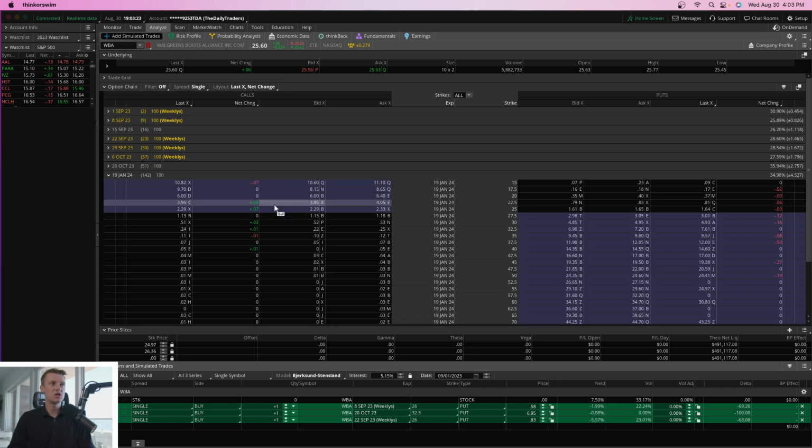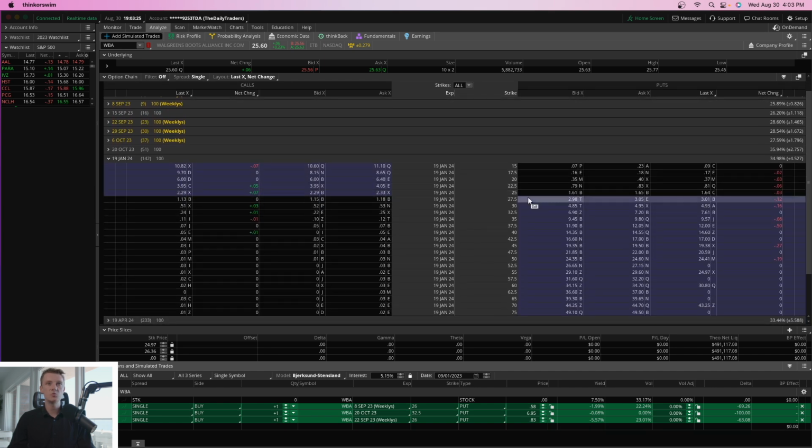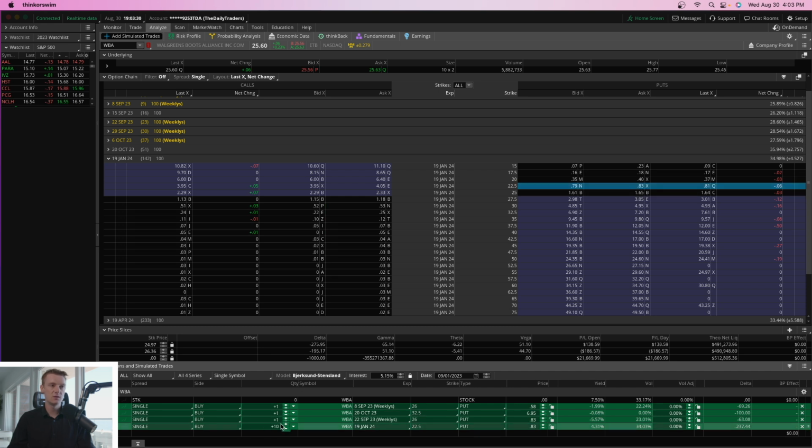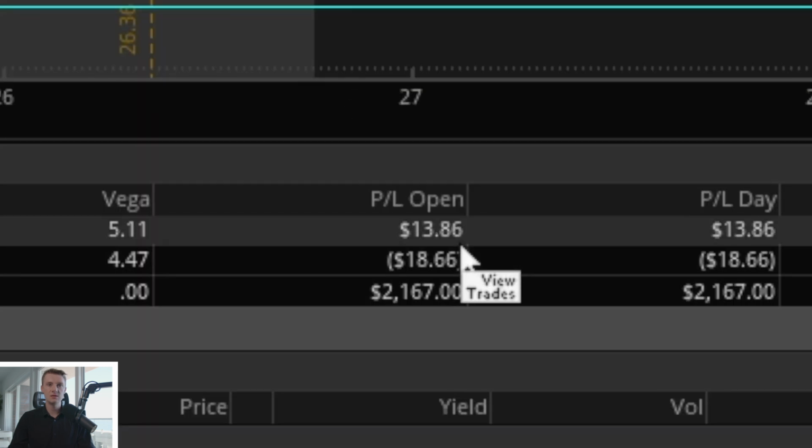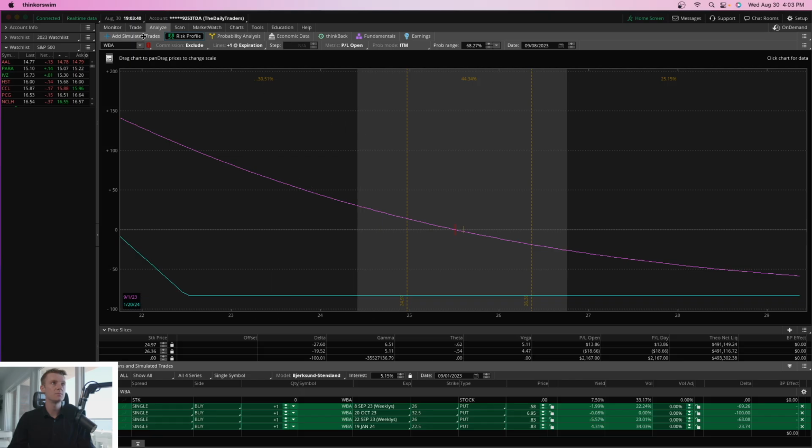Let's go out to January 19th, 2024. Let's go a little bit out of the money with the 2250s. Again, we just want to look at one contract, back to the risk profile, and we can see, okay, well, we're still looking at more risk on the table than we can potentially make.